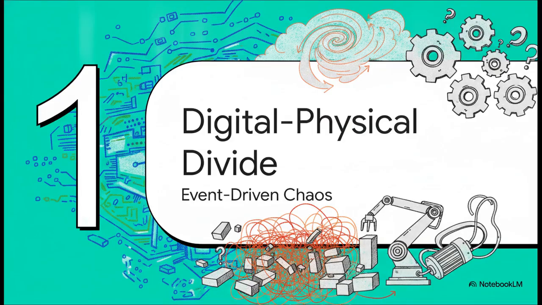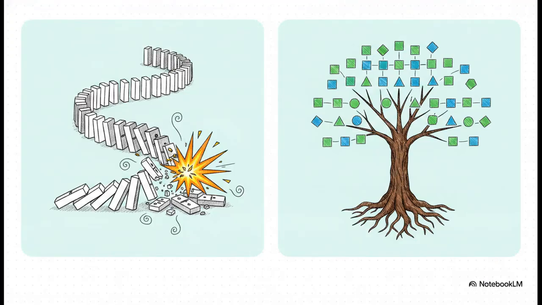All right, starting off with part one, the digital-physical divide and the chaos of event-driven programming. So how does an abstract piece of code actually move a motor? Historically, trying to map ledgers to machines has been an absolute mess. Look at the falling dominoes on the left there. Traditional event-driven programming is exactly like that. It's totally chaotic. You get a single delayed signal, maybe an event fires twice, or some hardware state just falls slightly out of sync, and bam, the entire sequence is ruined.